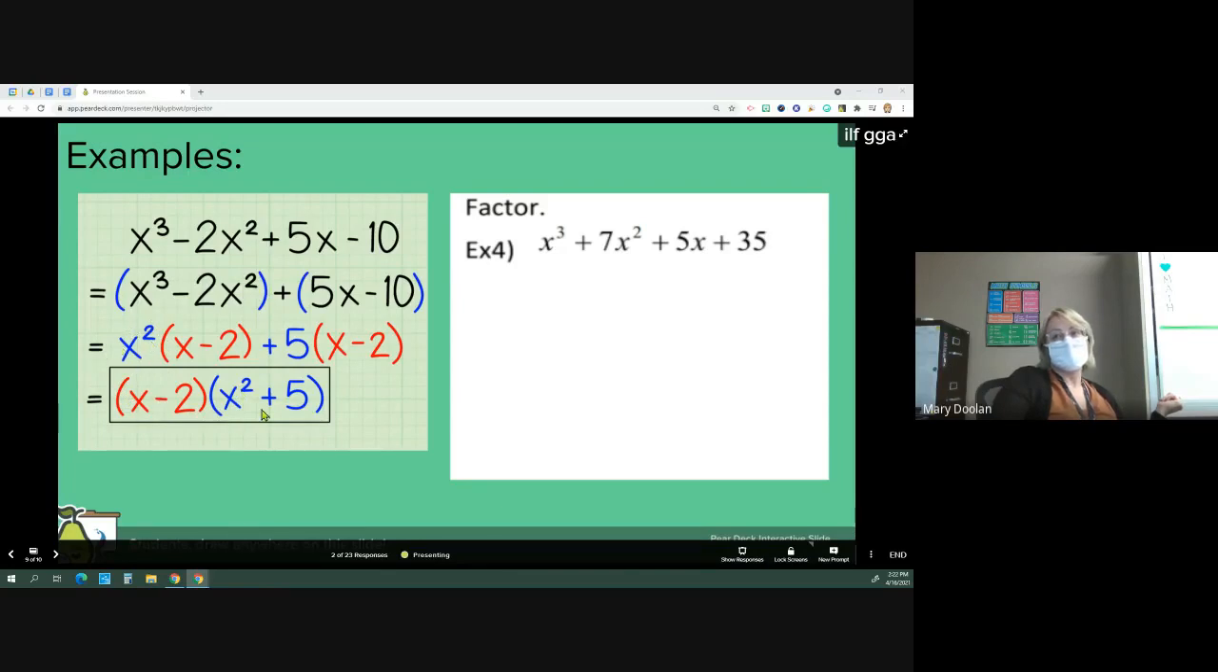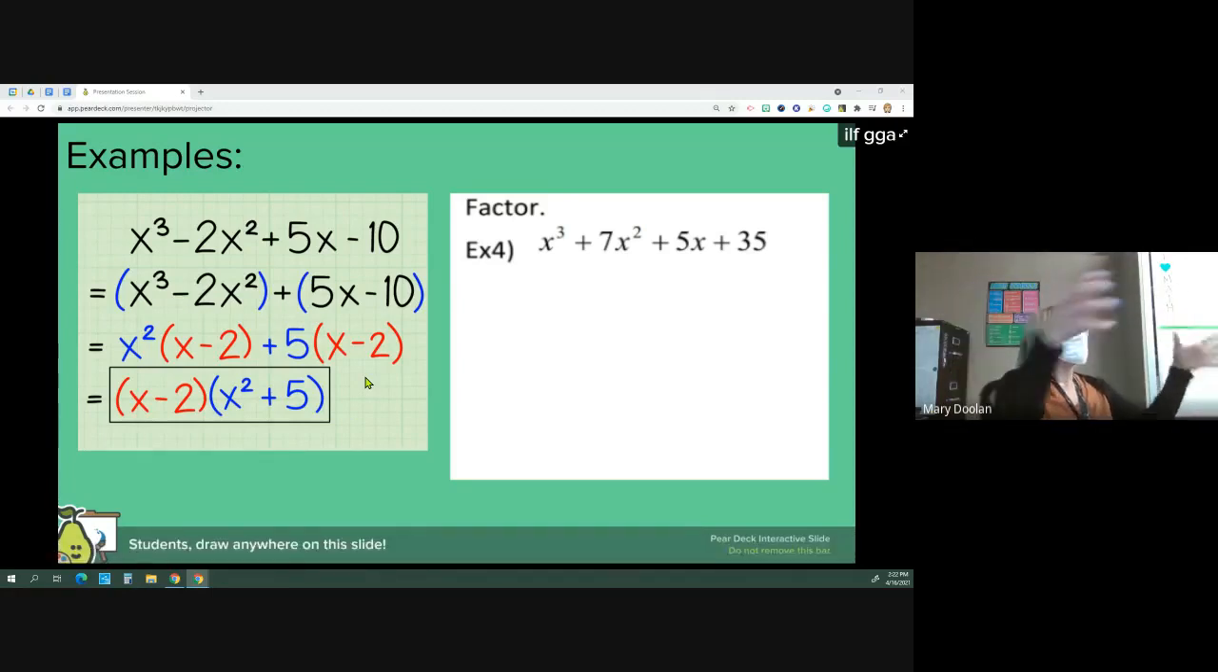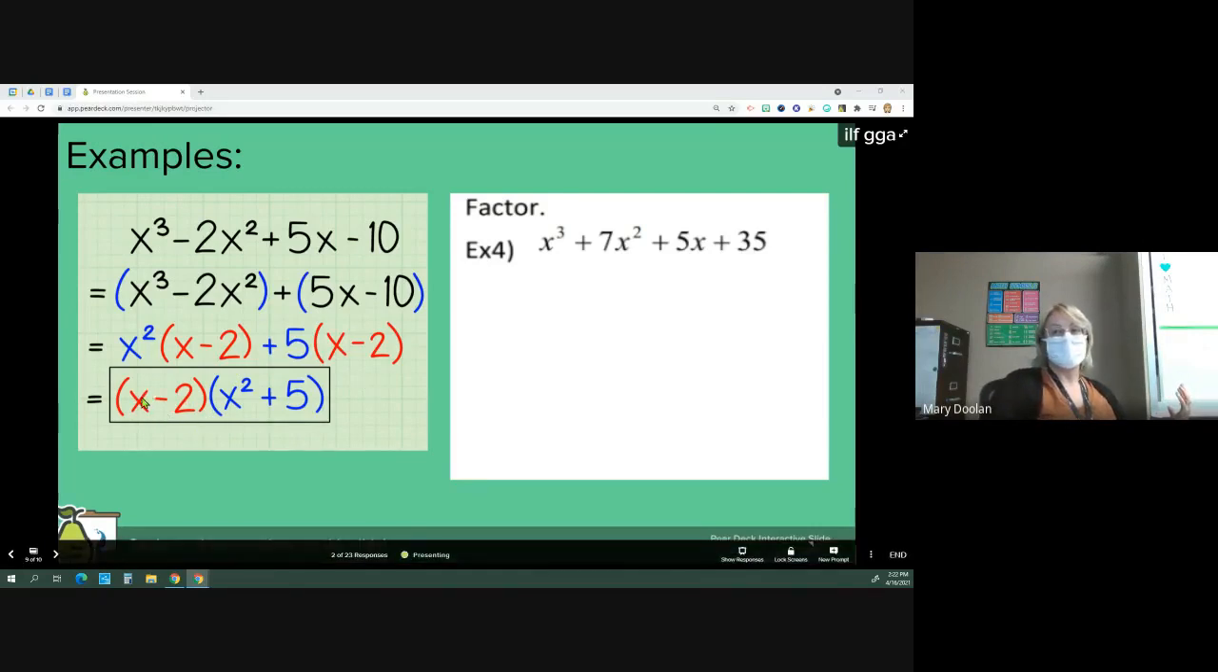X squared plus 5. And now it's completely factored, which means when it's completely factored, it's just a product of things being multiplied together. And there's no common factors left to divide out. If you look at x minus 2, there's nothing in common here. X squared plus 5, there's nothing I could divide out here. So we're going to try this method, starting with this polynomial over here.